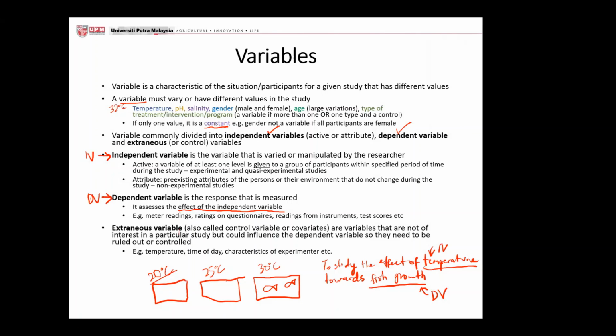So know that this is the one that you manipulate. That is your temperature. And fish growth is something that you measure. So maybe along 1 month, you will measure the growth of the fish. The growth here might be the length or the weight. It's up to you what exactly the variable is that you are looking at.